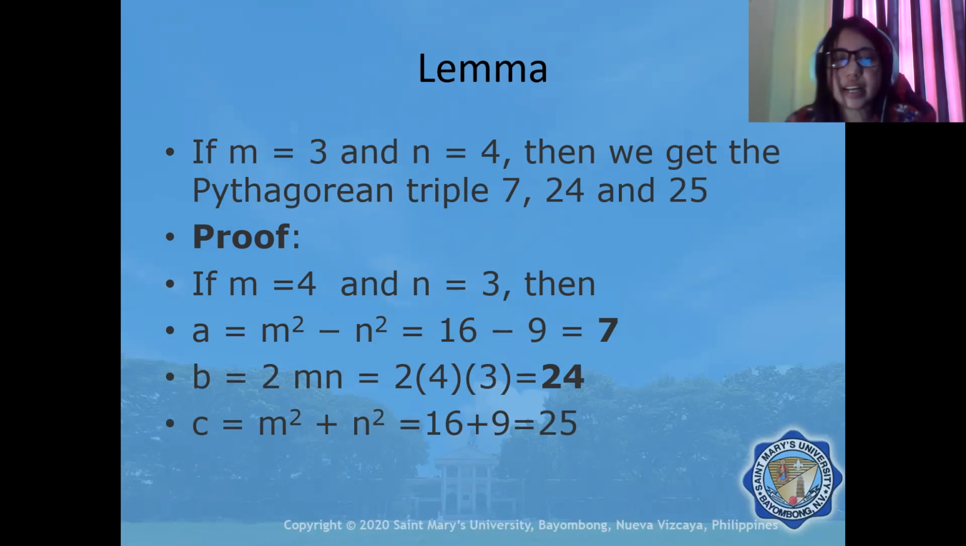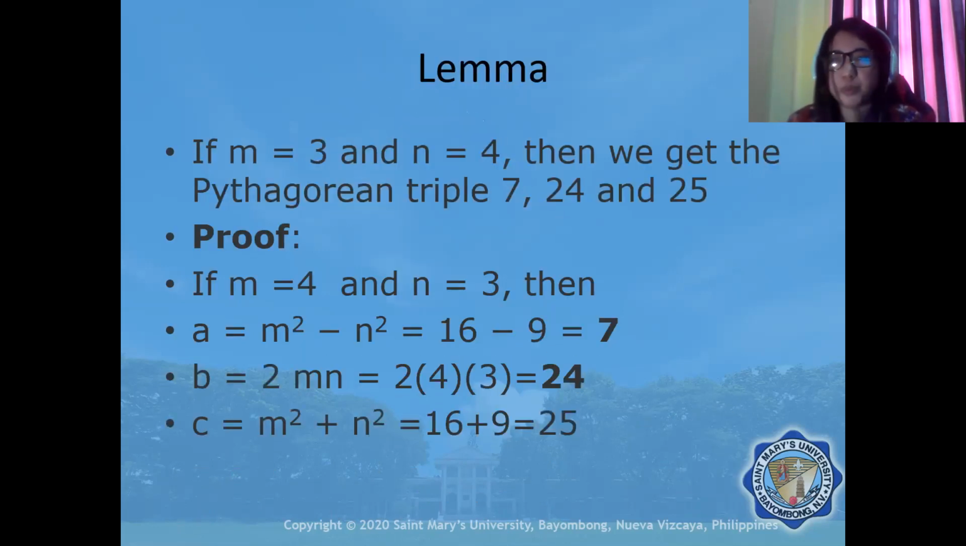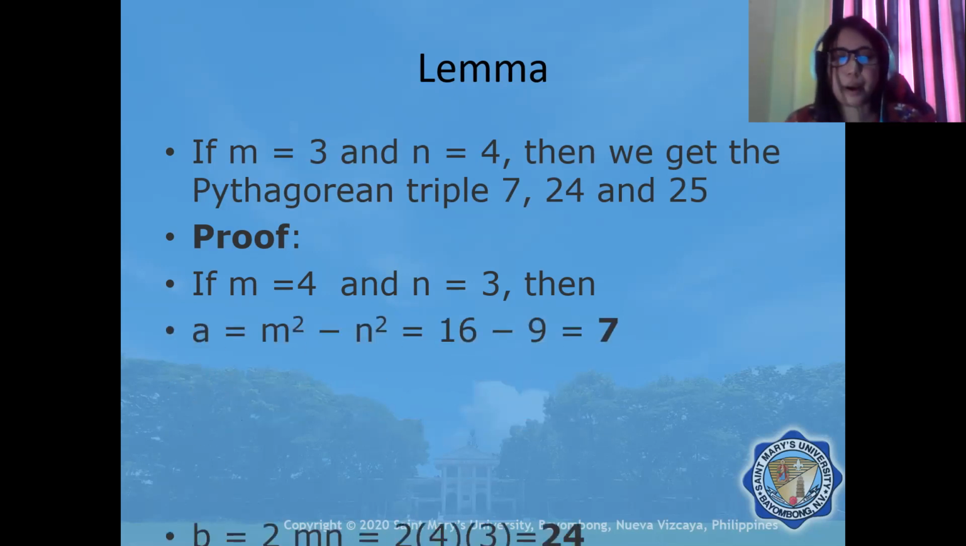This is an example of a lemma because it is simply a small result, or a helping result, that also shows a concept about the Pythagorean theorem. So that is an example of our theorem, corollary, and lemma.